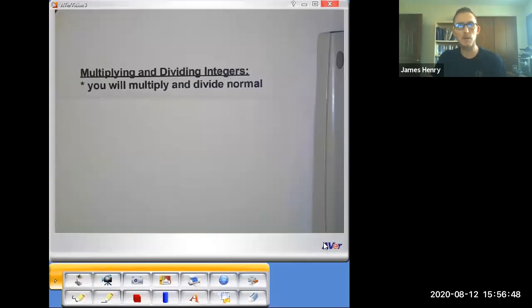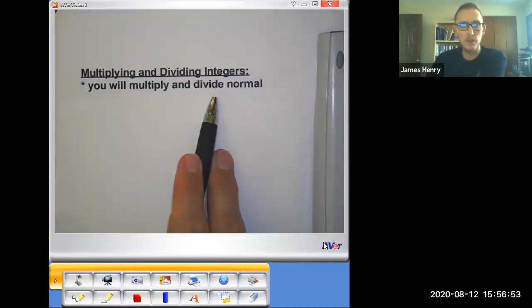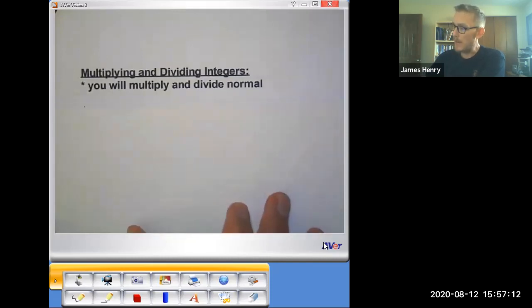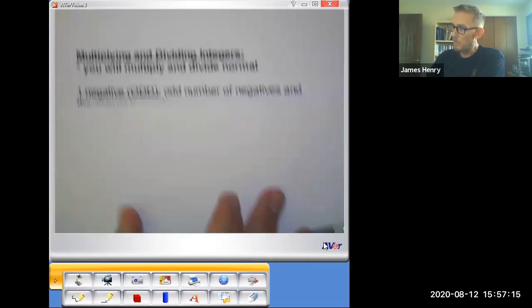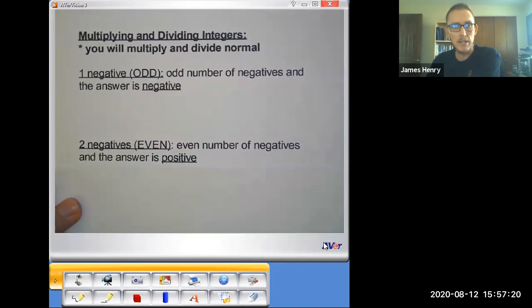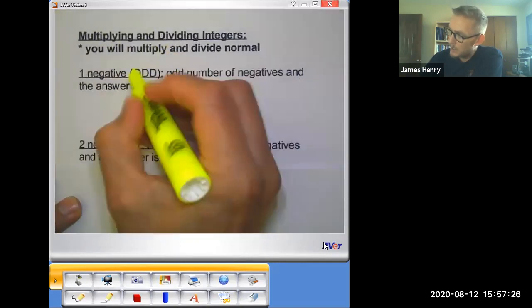So if we start talking about multiplying and dividing integers, the first thing you need to realize is that you're simply going to multiply or divide normal. There's no changing to the multiplication and division. So if 5 times 5 is 25, if I start working with integer rules, I'm still going to have 25 as part of that answer. Now I need to decide if it's going to be positive or negative. So we start looking at multiplying and dividing with integers. We break it down into basically two kinds of rules. We call it odd and even. So I'm going to highlight that portion of the rule, odd and even.